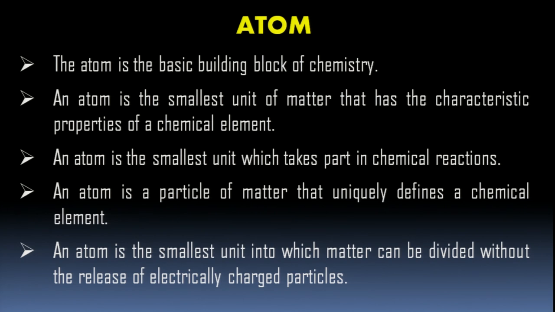That's as I have told you. The last bit of paper will show the characteristic of paper only. The last bit of one atom of oxygen will show the characteristic of oxygen. An atom is the smallest unit which takes part in the chemical reaction. Whenever a chemical reaction is going on, atoms are the smallest unit which take part. An atom is a particle of matter that uniquely defines a chemical element. Their physical properties, their chemical properties, their behavior, everything is governed by the unit particle, that is the atom. An atom is the smallest unit into which matter can be divided without the release of electrically charged particles. We are saying electrically charged particles means we are talking about the subatomic particles.